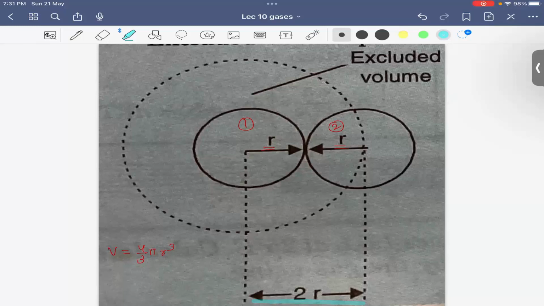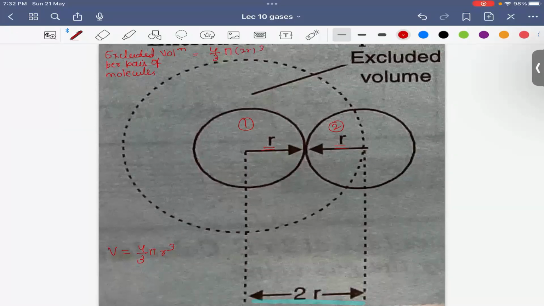Thus, if we consider only bimolecular collisions, then the volume occupied by a sphere of radius 2r represents the excluded volume per pair of molecules, right? So we can write that the excluded volume per pair of molecules is equal to 4 by 3 pi, where the distance of collision is 2r, 2r cube.